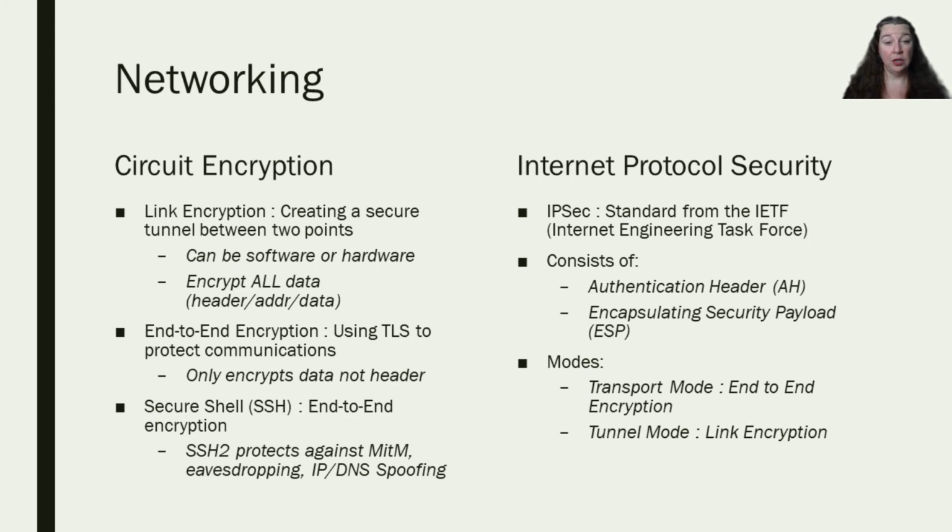End-to-end encryption, which is what TLS does, only encrypts the data. It does not encrypt the header. The point of this is not to say I'm going to hide who I am. This is just going to say I'm going to hide the message. So the data is encrypted in end-to-end. Link encryption is a tunnel which encrypts everything. Secure shell uses end-to-end, but it protects against man-in-the-middle or eavesdropping or IP and DNS spoofing by encrypting the data through that tunnel.